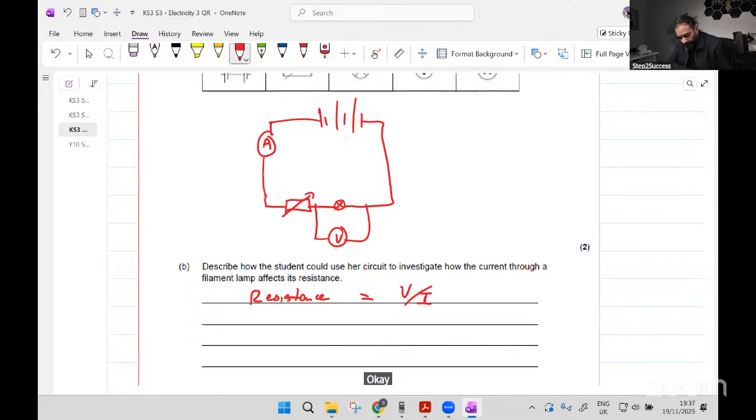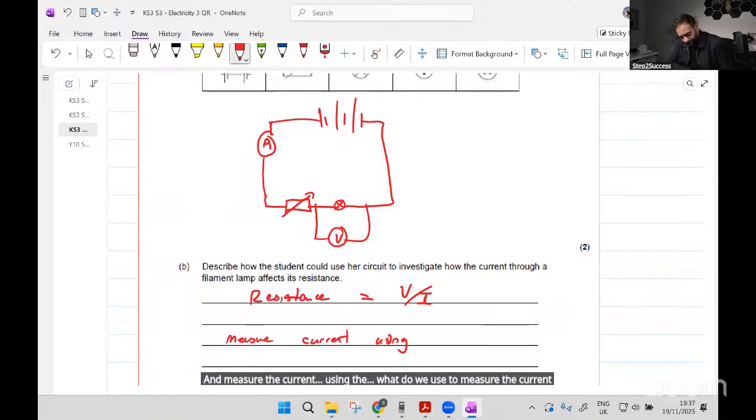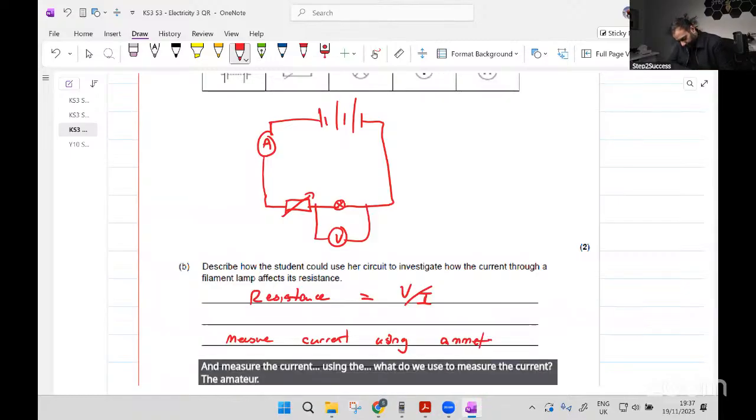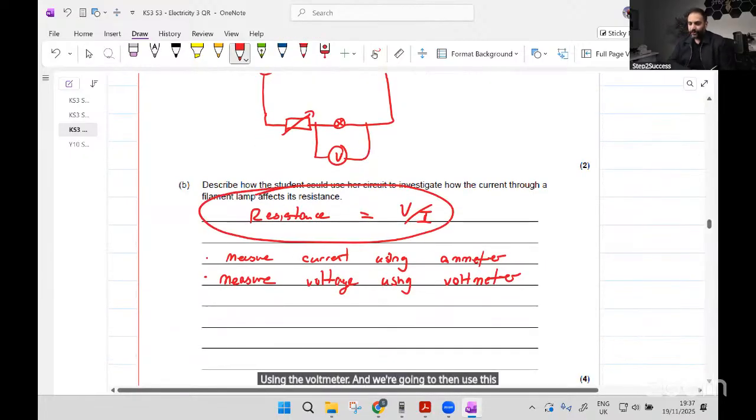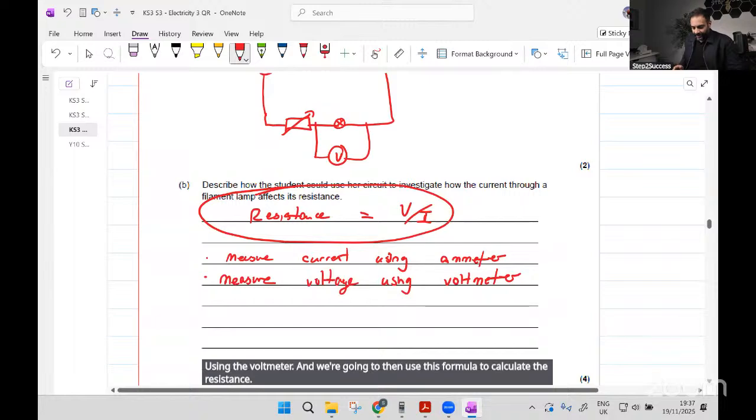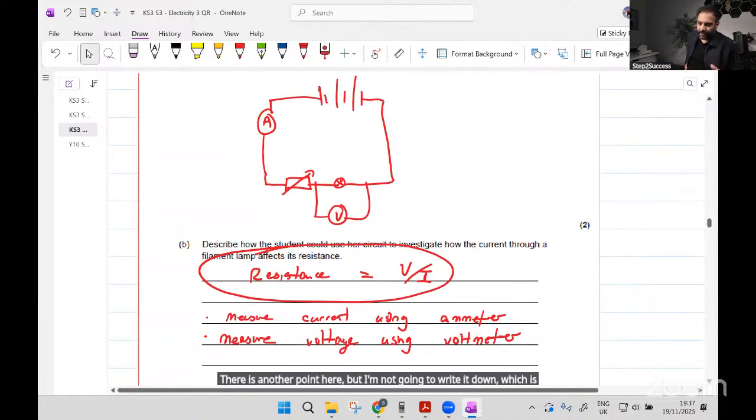What we're going to do is turn this circuit on and measure the current. What do you use to measure the current? The ammeter. We're then going to measure the voltage. How do we measure voltage? Using the voltmeter. And we're going to then use this formula to calculate the resistance. There is another point here, but I'm not going to write it down, which is the complicated thing, which I don't expect you to know for now.